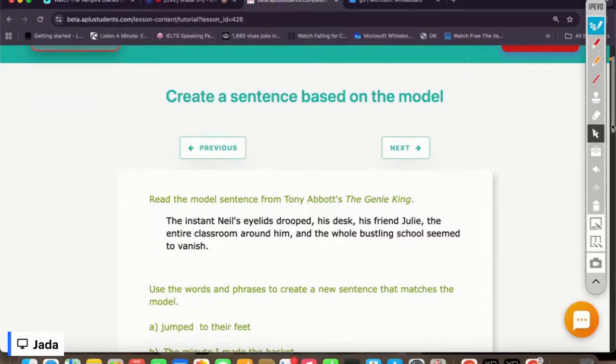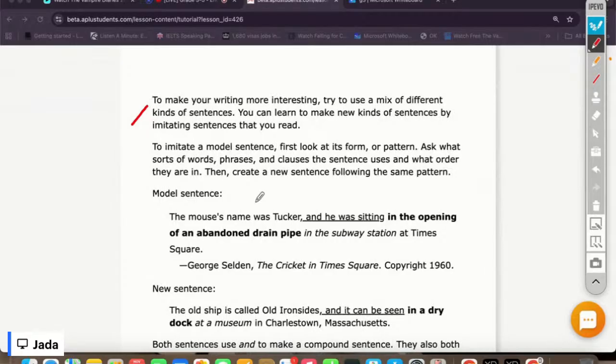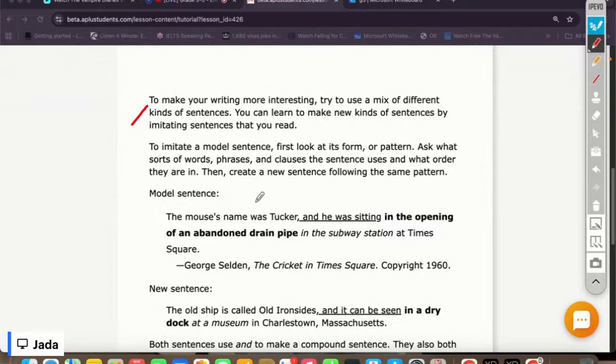So create a sentence based on the model. To make writing more interesting, you have to try to use a mix of different kinds of sentences. You can learn to make new sentences by imitating sentences that you read. So to imitate a model sentence, first look at its form or pattern. Ask what sort of words, phrases, and clauses the sentence uses, and what order they are in. Then you have to create your sentence following the same pattern.